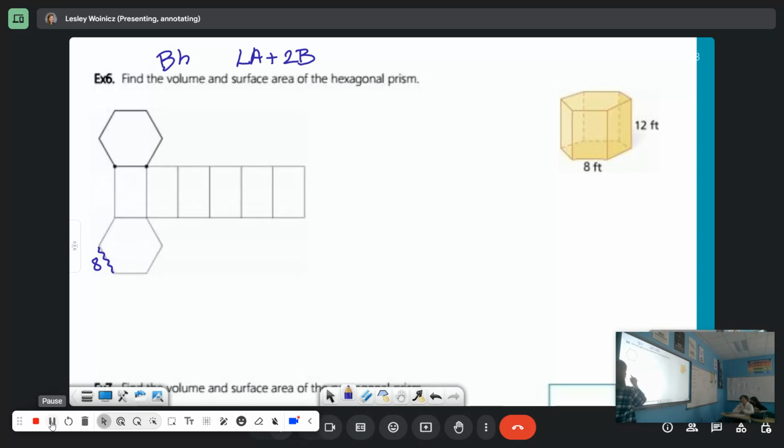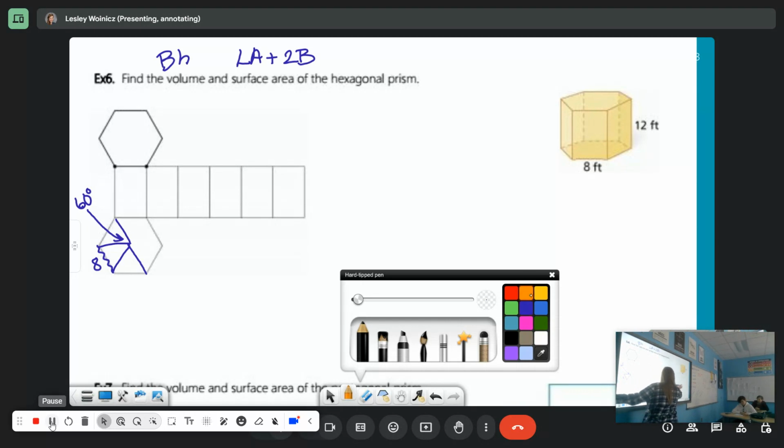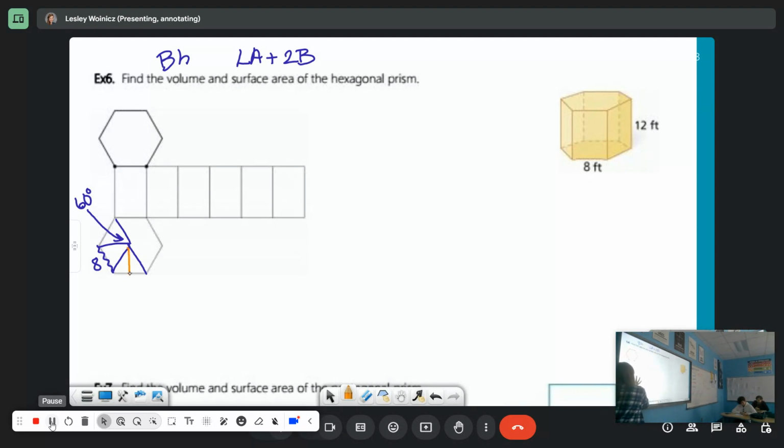Okay, so do you remember partitioning this into a bunch of isosceles triangles? Okay, tell me what this central angle is. 60. And when I chop it in half, when I drop a perpendicular bisector, I get a 30 and another 60. So I have a 30, 60, 90. So what is this little bit? 4. Okay. Somebody tell me what this little apothem is. 4√3.